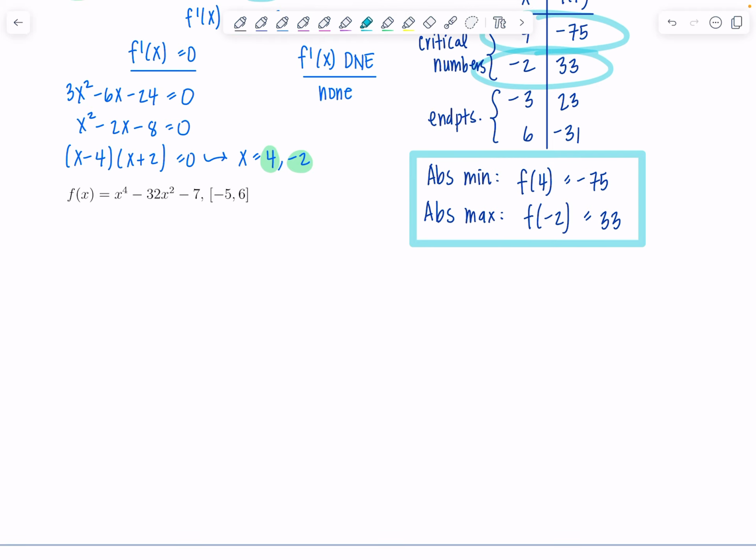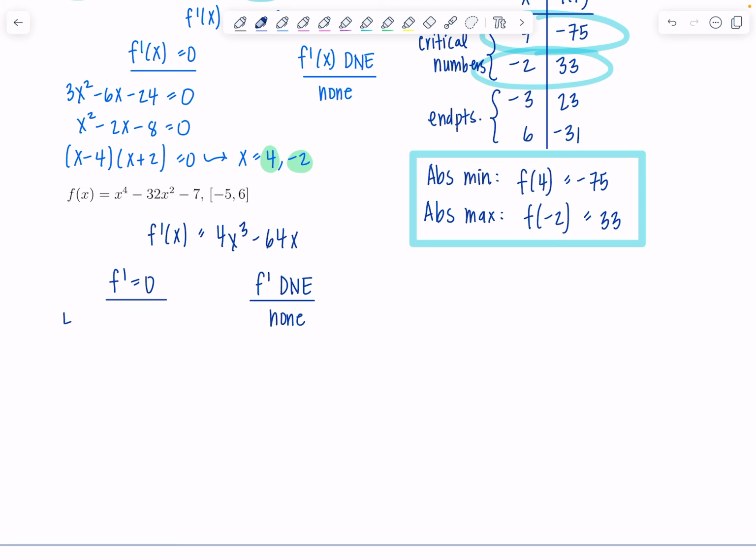F of x is x to the 4th minus 32x squared minus 7 on the interval from -5 to 6. So here we go. Let's take a derivative. So this is 4x cubed minus 64x. And then we need our critical numbers. So where f prime is 0 and where f prime doesn't exist. This is going to be none again.